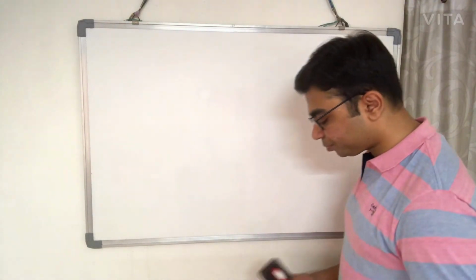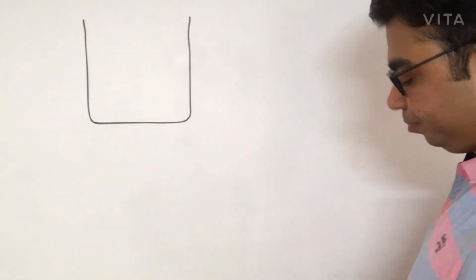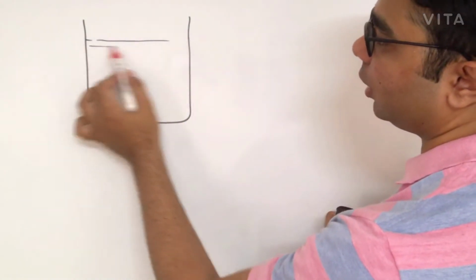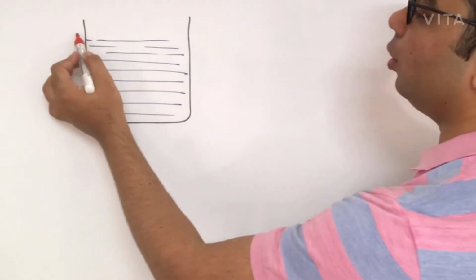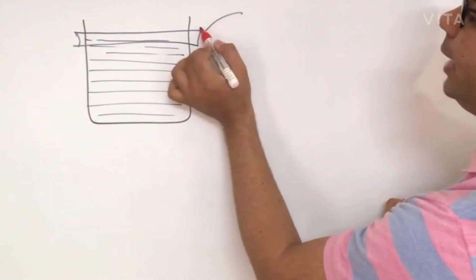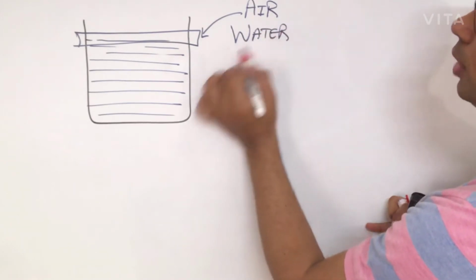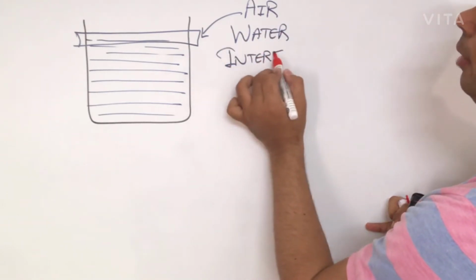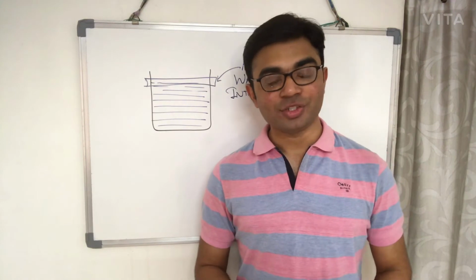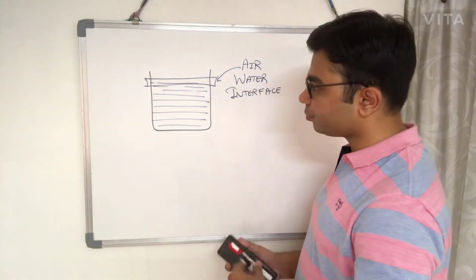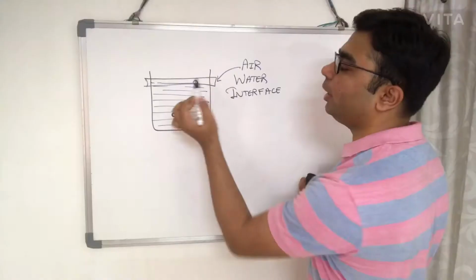What is surface tension? Suppose I have a glass which is filled with water, up to this level. Now I would like to focus on this particular interface. This is known as the air-water interface. Now we are supposed to imagine 2 different molecules: one molecule at a certain depth, let's suppose over here, and another molecule at this air-water interface.